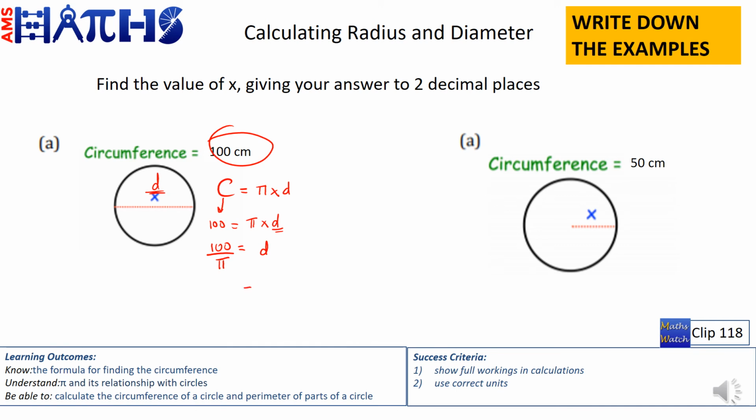Alright, when we put that in our calculators, we get 31.83 centimeters when rounded to 2 decimal places. Notice the question asks for 2 decimal places, so that's what we have to leave our answer in. The next example is to find x when the circumference is 50 centimeters. However, this time our x is the radius, so we need to use a formula that has the radius in it, 2 times pi times radius.